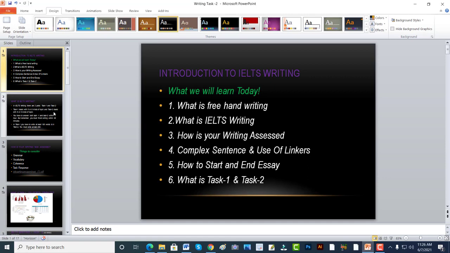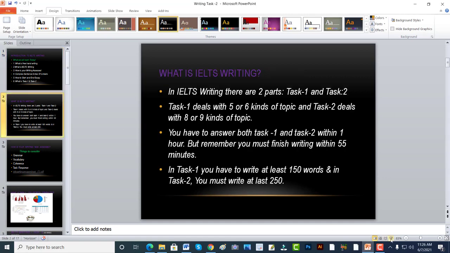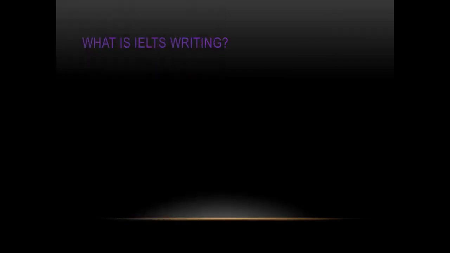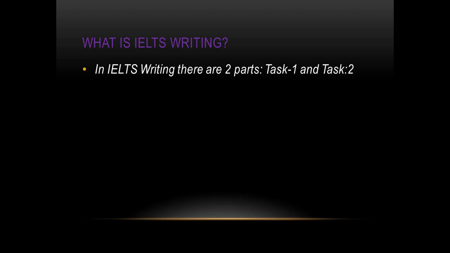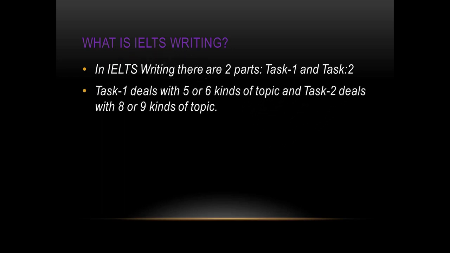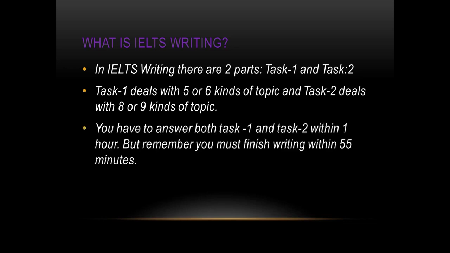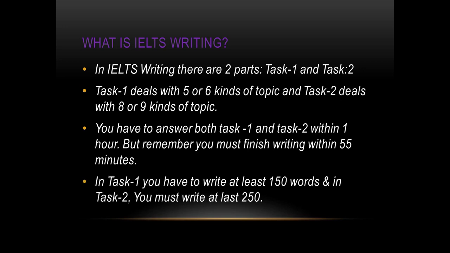So let's go to our slide and you will learn another thing. What is IELTS writing? We'll learn now. In IELTS writing, there are two parts, task 1 and task 2. Task 1 deals with 5 or 6 kinds of topics, and task 2 deals with 8 or 9 kinds of topics. In our next slide, we will discuss them. You have to answer both task 1 and task 2 within 1 hour, but remember, you must finish writing within 55 minutes, because you need 5 minutes to revise your writing. In task 1, you have to write at least 150 words. In task 2, you must write at least 250 words.